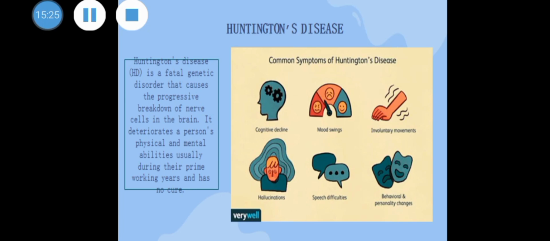Huntington's disease is a fatal genetic disorder that causes the progressive breakdown of nerve cells in the brain. It deteriorates a person's physical and mental abilities, usually during their prime working years, and has no cure. So just like Parkinson's disease, this disease also has no cure. Symptoms include slow and abnormal eye movements, impaired posture and balance, and difficulty in speech.